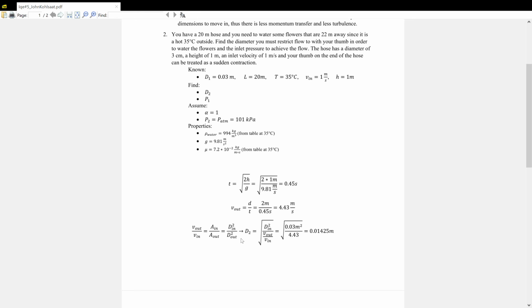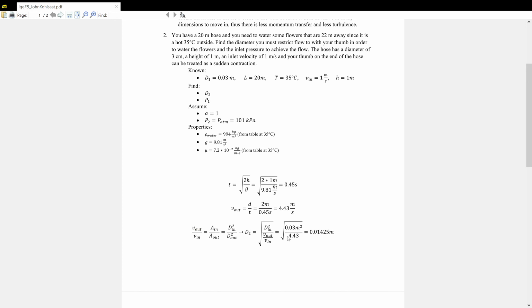diameter that is needed to achieve that velocity, because we have the diameter in and we have the velocity in and the velocity out, where the velocity out is 4.43, velocity in is 1, and diameter in is 0.03. And so there's the first part of our question.